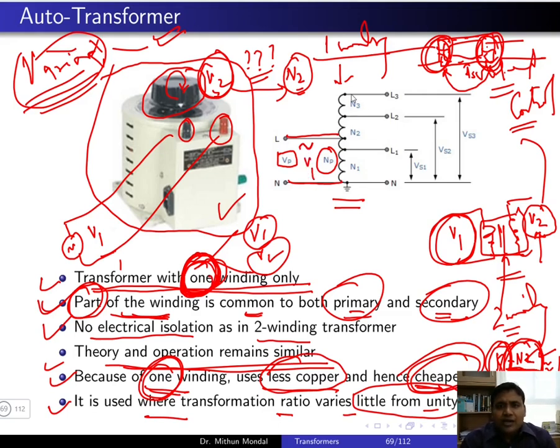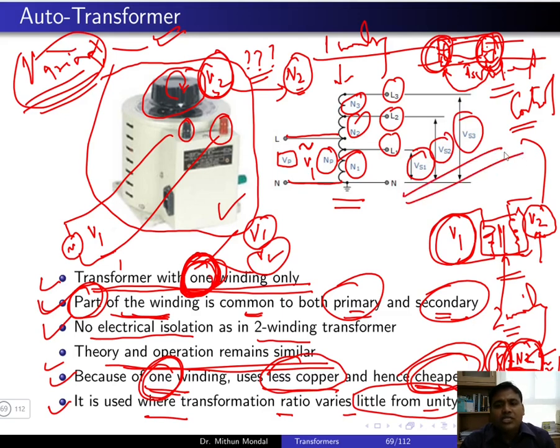Whereas if we are tapping at different points, N3, N2, N1 are basically the tappings that are available in the other part of the winding. So if you are tapping in another part of the winding, you can get a variable voltage on the secondary of the transformer. So VS1, VS2 and VS3 are the variable voltages on the secondary of the transformer V2. So unlike a two winding transformer, here you can get a variable voltage on the secondary of the transformer.